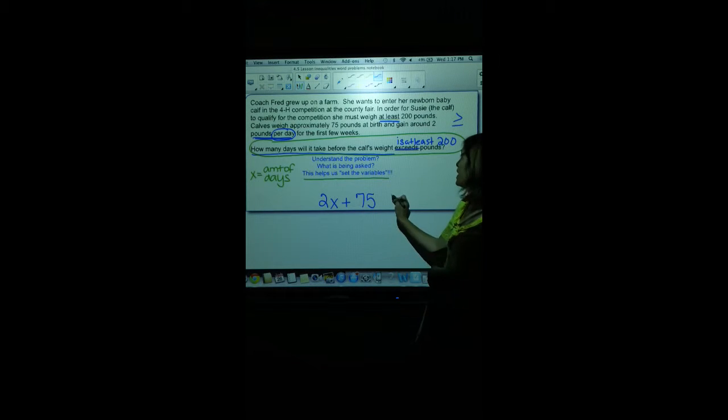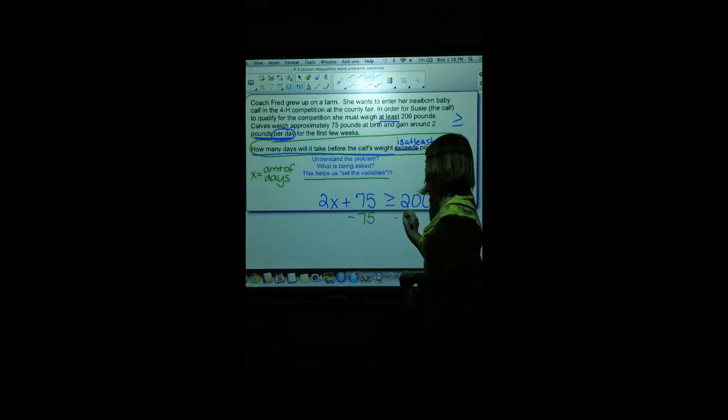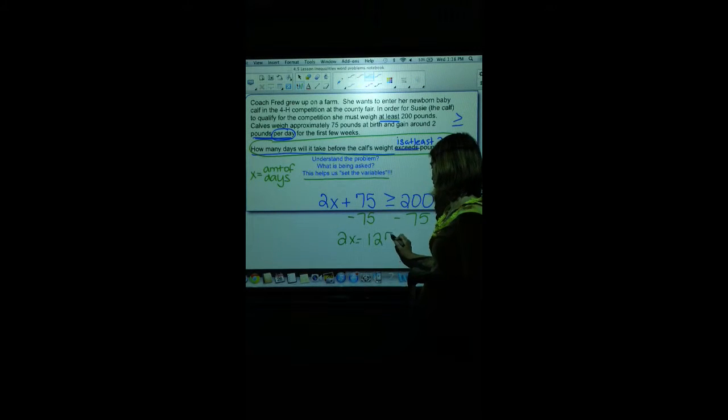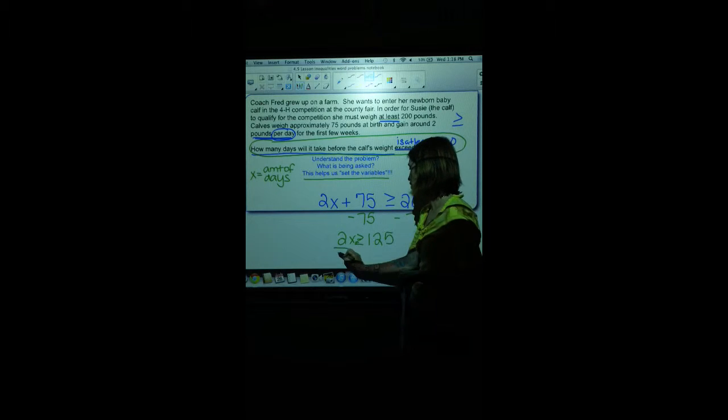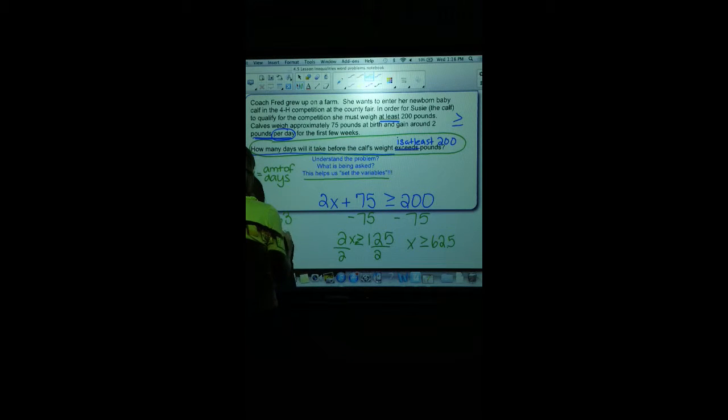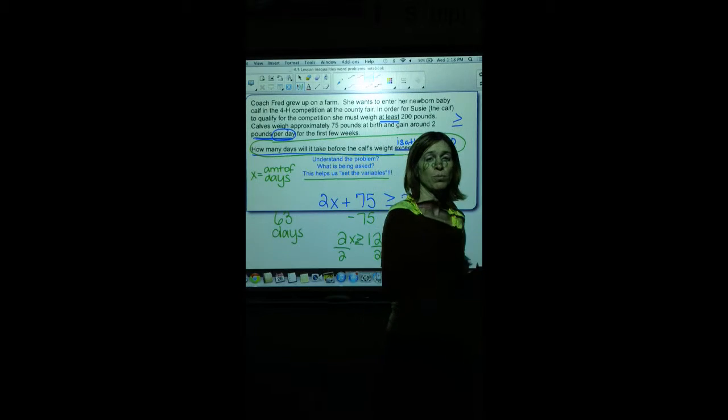We need this value to be greater than or equal to 200, okay? So it is in the form mx plus b is greater than or equal to, this is like my y, okay? All right, and now we solve the inequality, which we've been practicing all week and you've gotten really good at. So I'm going to subtract 75 from both sides, and I'm going to get 2x greater than or equal to 125. I'm going to divide by 2, and I'm going to get x needs to be greater than or equal to 62.5 days. But normally we don't talk in half days, we talk in full days. So we need at least 63 days before the calf is going to reach at least 200 pounds.